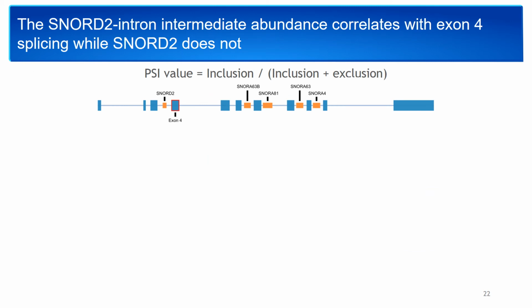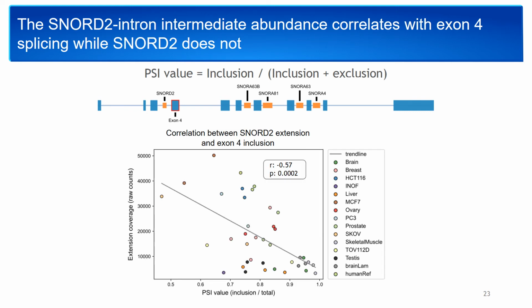Then, we wanted to know if the snoR2 intron was somewhat linked to the splicing of exon 4. To answer this question, I used the PSI value, which in this case measures the level of transcript containing exon 4 over all EIF4B2 transcripts, and made a correlation of this value with the coverage of the intron region located downstream of snoR2. As you can see, there is a strong, significant negative correlation between the PSI value and the intron coverage.